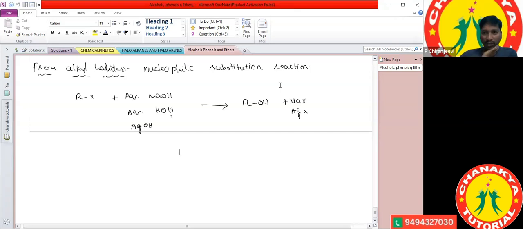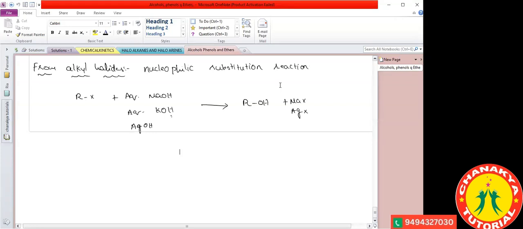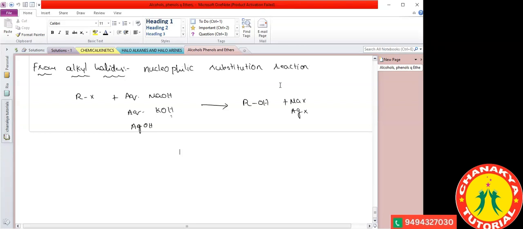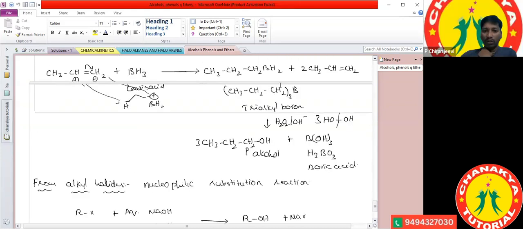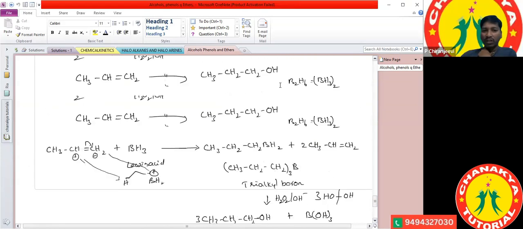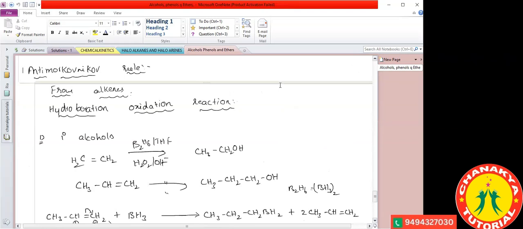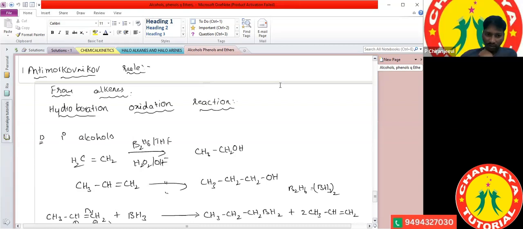So in the last class you didn't attend, na? No, sir. In the last class, we started with the alcohols, phenols, ethers chapter. In that, we started the preparation of alcohols. Just briefly, I'll give the explanation here. How are we going to prepare the alcohols? From alkenes, from hydroboration, from nucleophilic substitution. Very good.